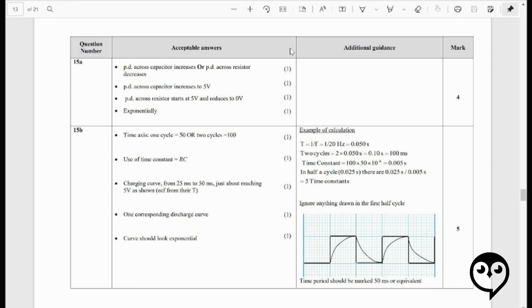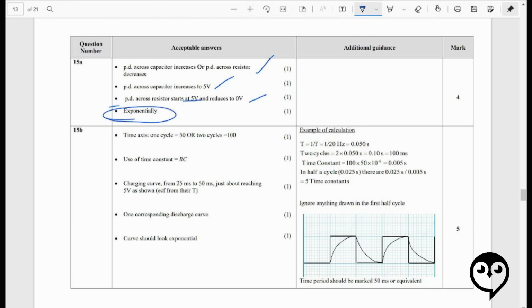Right, so the PD across the capacitor is going to increase, or across the resistor will decrease. So we said that. We said across it's going to increase to 5 volts for the capacitor. Good. We said the resistor starts at 5. It's going to reduce to 0. I believe we said that. And you could just say it's going to increase or decrease exponentially.